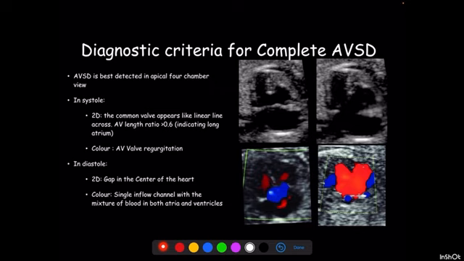The AVSD is best appreciated in the apical four-chamber view. In systole, you can see the common valve inserts like a linear line. In color, you can see AV regurgitation. As the severity increases, the chance of developing hydrops also increases. In diastole, you can see a large gap. You can see the complete mixture of blood, as there is only a single inflow channel. There is mixture of blood in both atria and the ventricles.